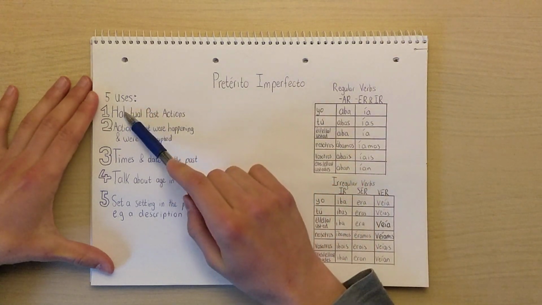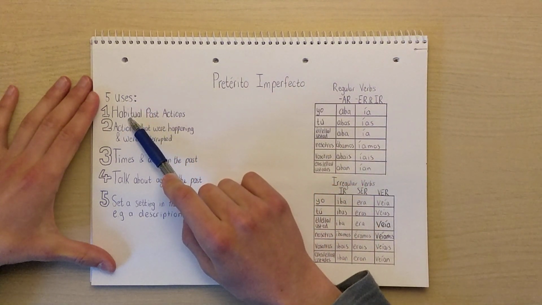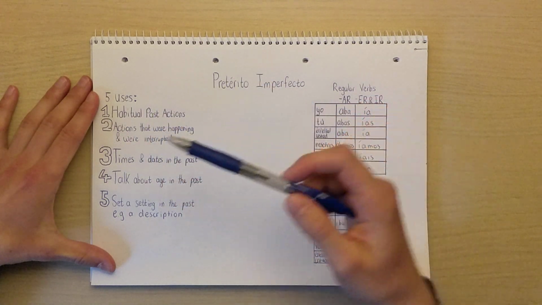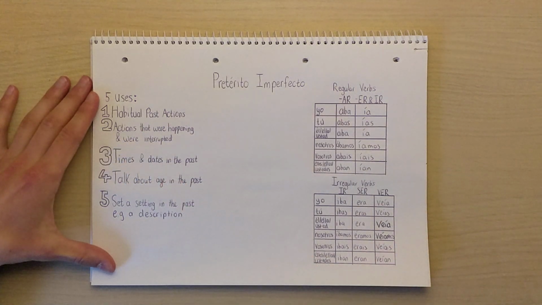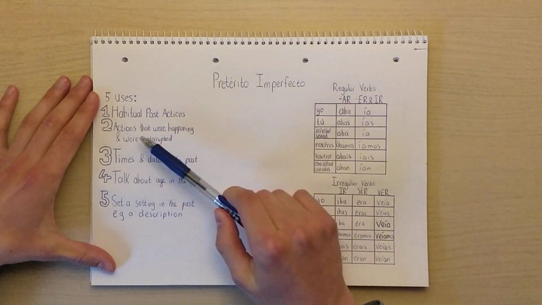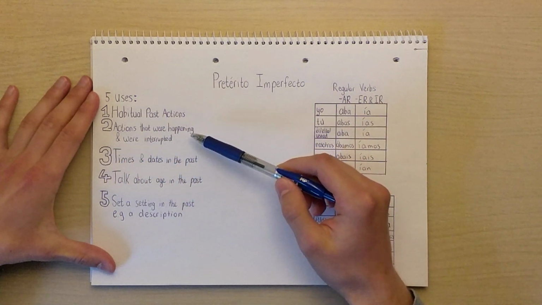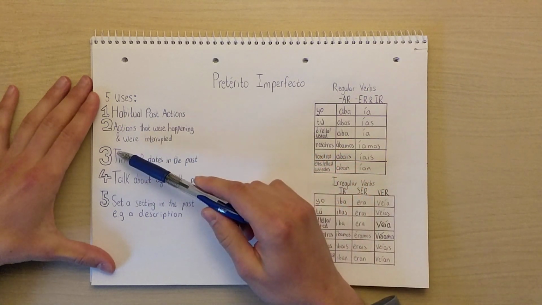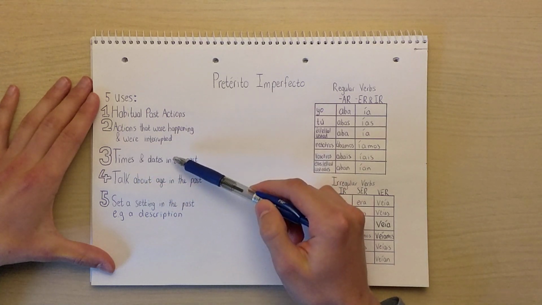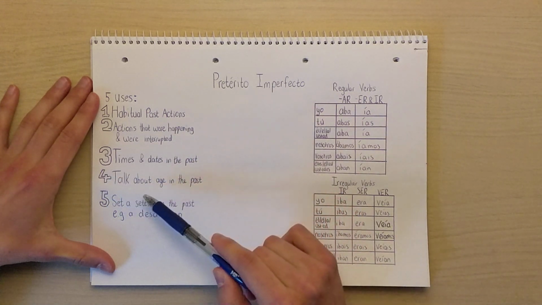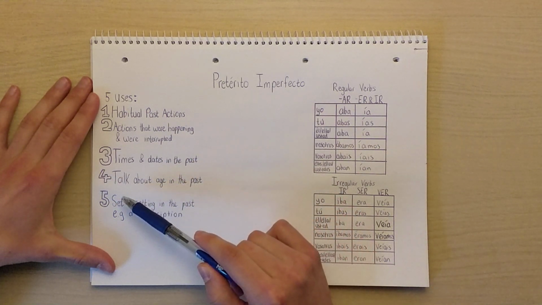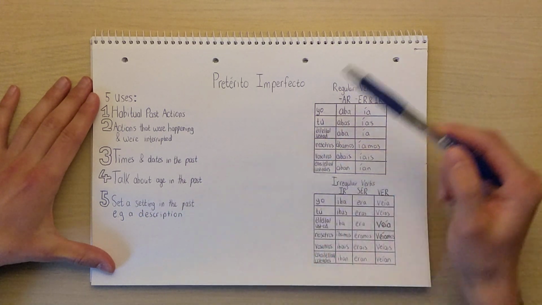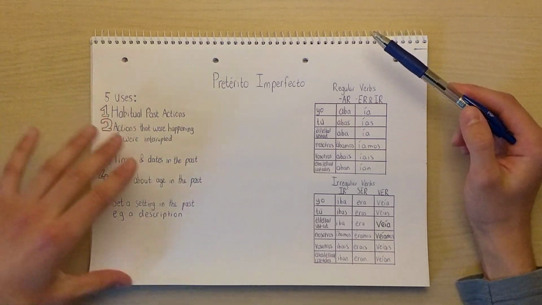So the first use is when we want to talk about habitual past actions, so things that happened in the past repeatedly. The second use is when we want to talk about actions that were happening and then they were interrupted, or actions that don't have a specific beginning and end point. The third use is to talk about times and dates in the past. The fourth is to talk about age in the past. And the fifth is to set a setting in the past.